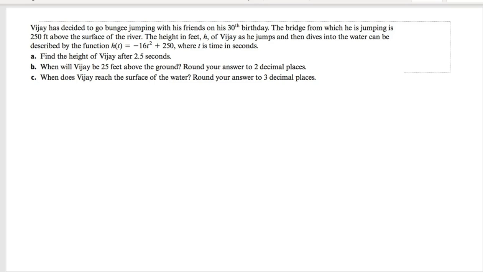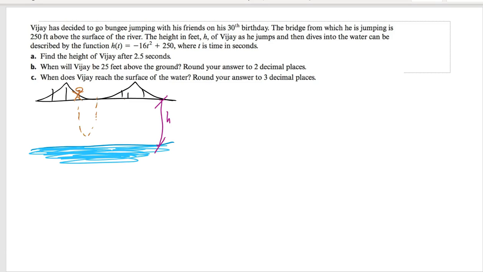So the first thing I do on a word problem typically is I kind of sketch what I have. So VJ is going to jump. When he jumps, it's going to push him down and then it's going to pull him back up. Right? So we know it's going to be heading down and then back up. So it's going to make a nice little parabolic shape. They give us the function as h of t is equal to negative 16t squared plus 250.